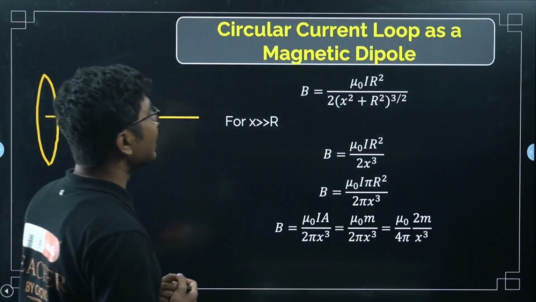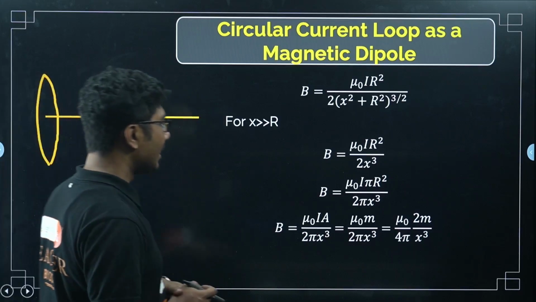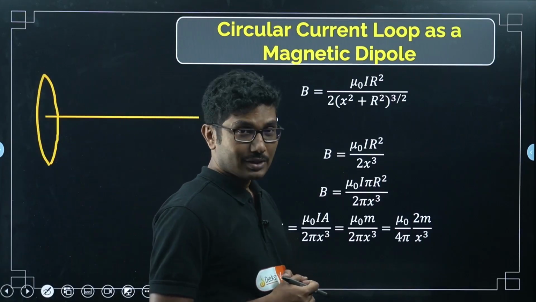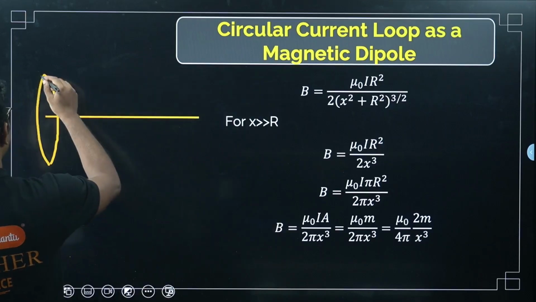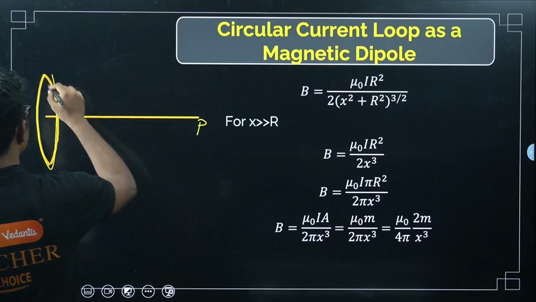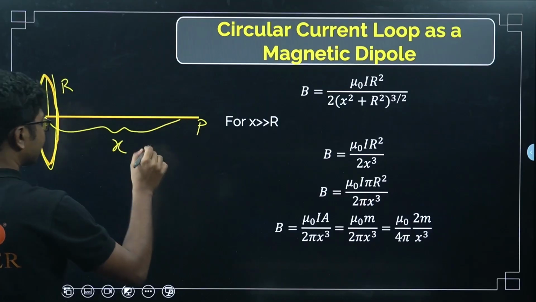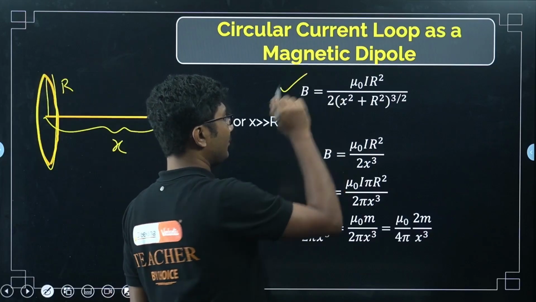Now, circular current loop as a dipole. What we are going to do is understand the circular current loop. We already found the magnetic field due to a circular current loop at some point P. The radius was given by r, and this distance was given by x. Then this was the formula, if you remember.